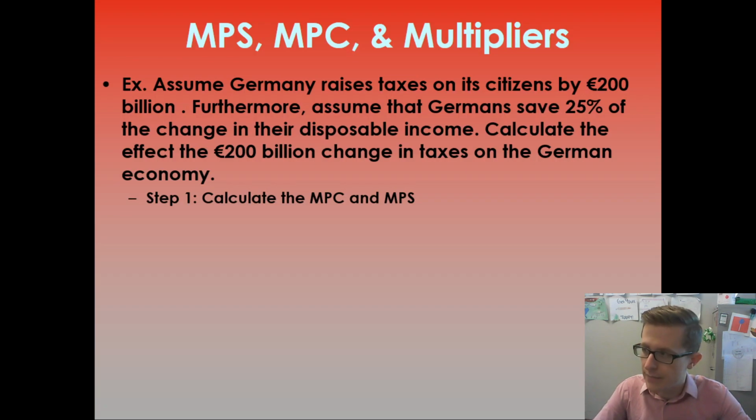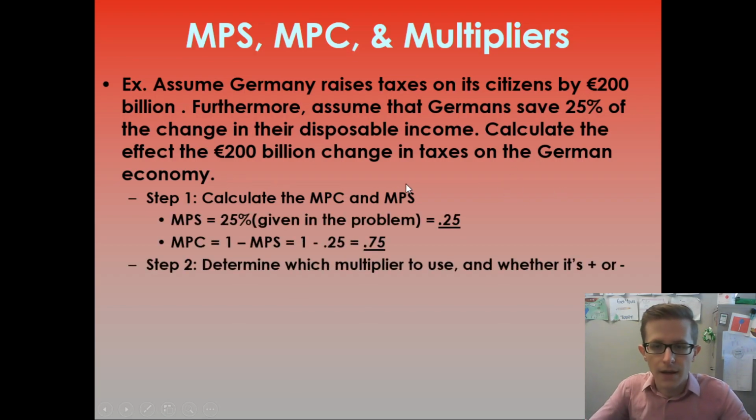Okay. So you could do this the long way here. It would be 25 divided by 100, giving you 0.25. And then if it's 1 minus 0.25, that gives you 0.75 for the MPC. So let's get that on here. There you go. Now, determine which multiplier to use, whether it's negative or positive.